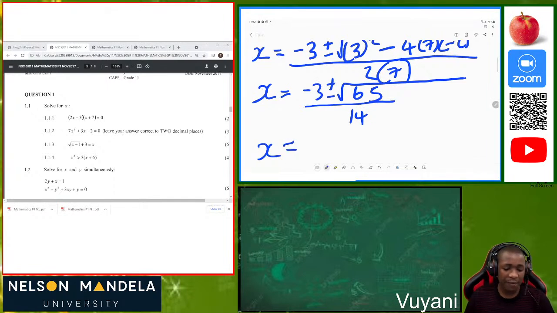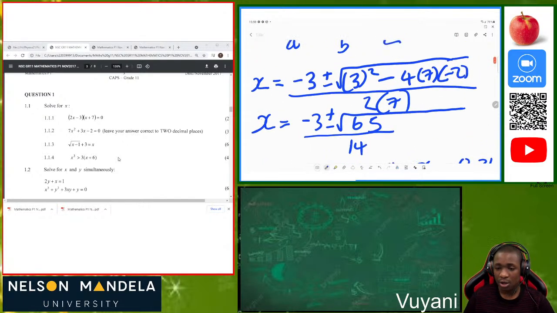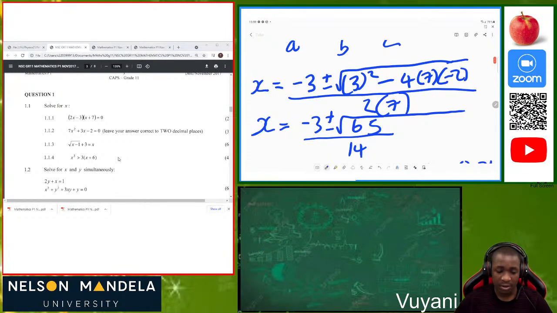So if you have your calculator with you, and you write it correctly and use your calculator correctly, you're going to have x equal to negative 0.79, or x equal to 0.36. Then you are done solving your question.